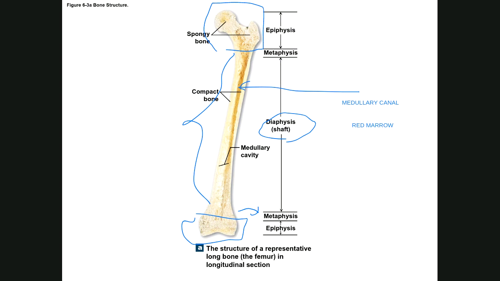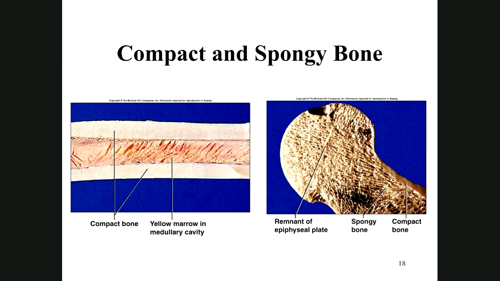Okay, so here's an actual bone that they cut and it shows you a nice compact versus the marrow. And down here is the trabeculae or spongy bone. Okay? Spongy bone would have, right here, this is known as trabeculae. Okay. That's the trabeculae.